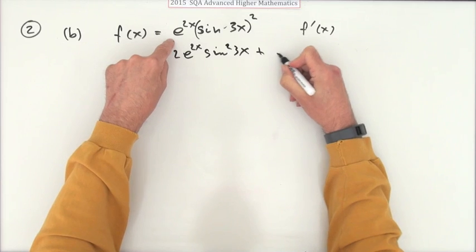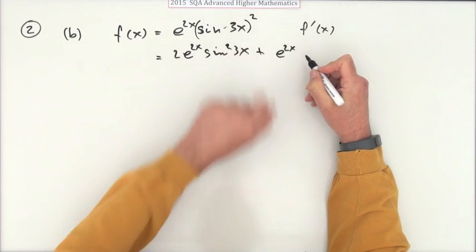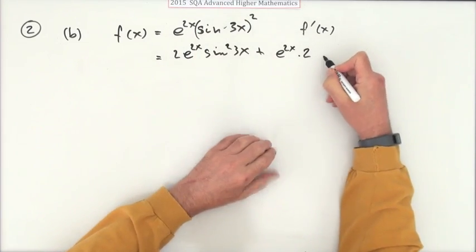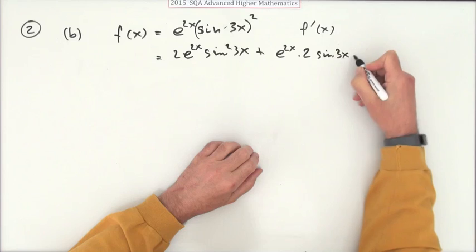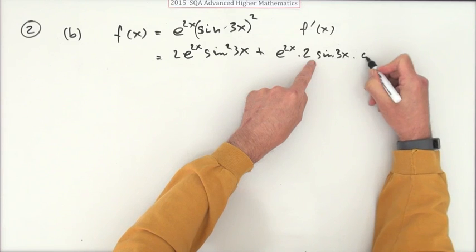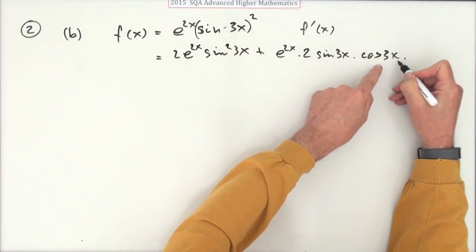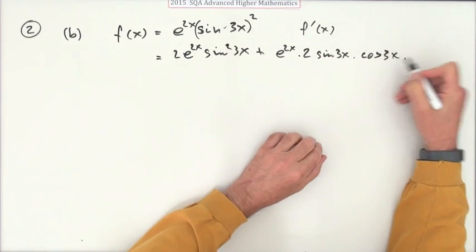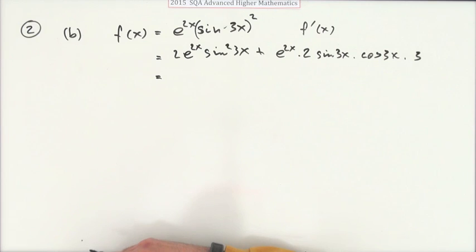That's done. Now, e to the 2x has had its turn. Now it's your turn. So, outer function, 2 times the thing inside, just to the power 1, so that doesn't matter. The thing inside is the sine of something, that will differentiate to the cos of that thing. The cos is operating on 3x, the thing inside is 3x, so finally times a 3. Now, tidy that lot up.